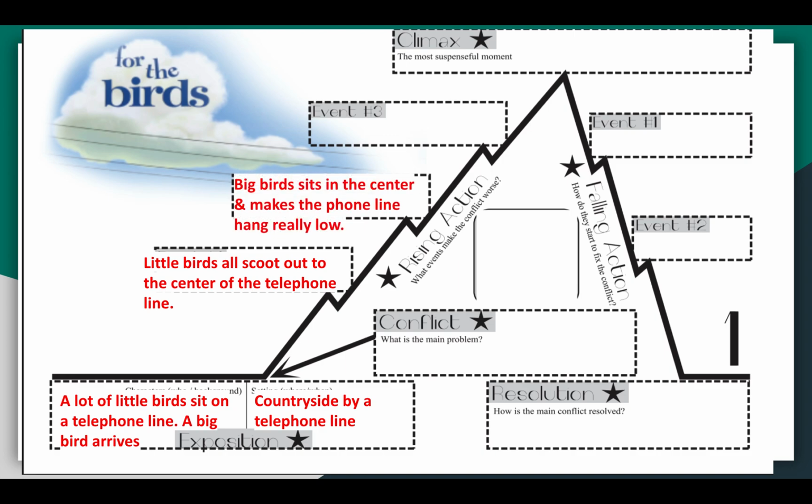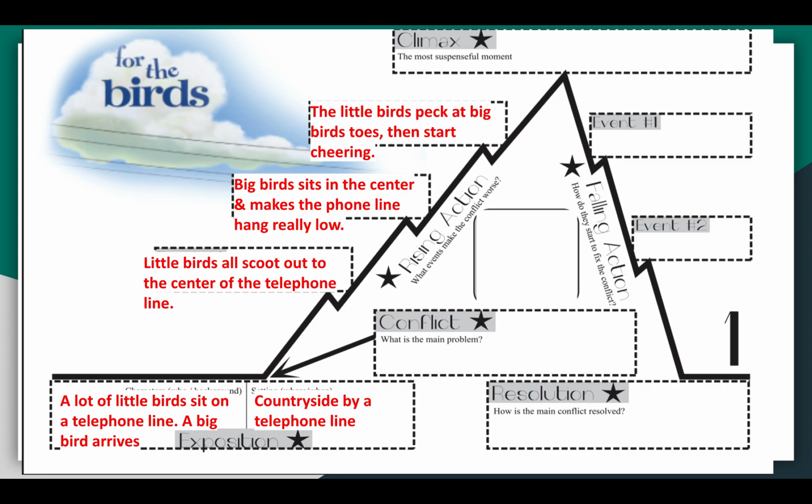Little birds all scoot out to the center of the telephone line was event number 1. Event number 2, big bird sits in the center and makes the phone line hang really low. And event number 3, as you just saw, the little birds peck at the big bird's toes, then start cheering. So pause and write in the text boxes in Seesaw.